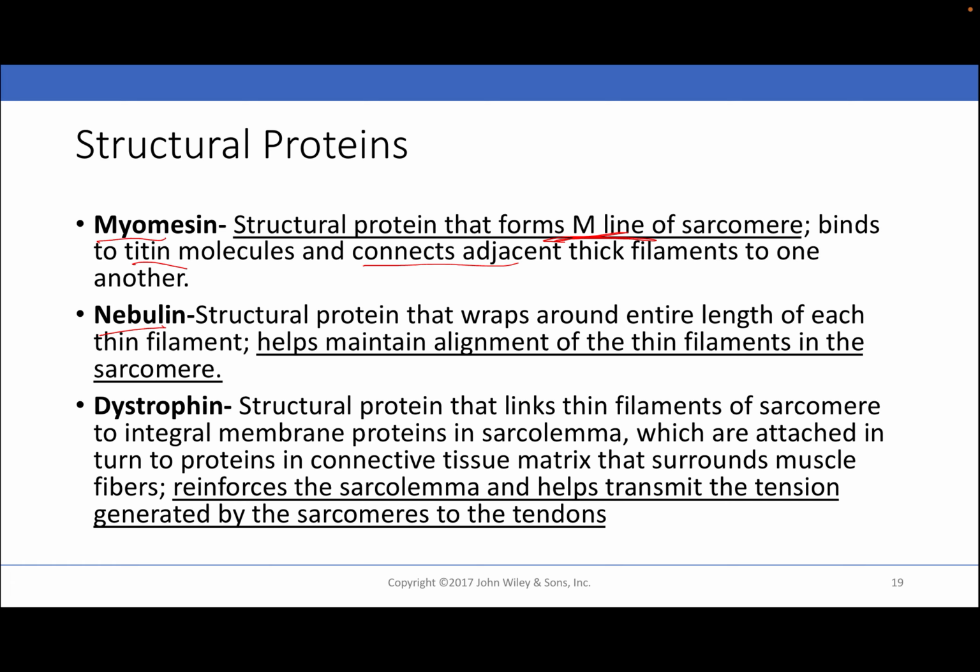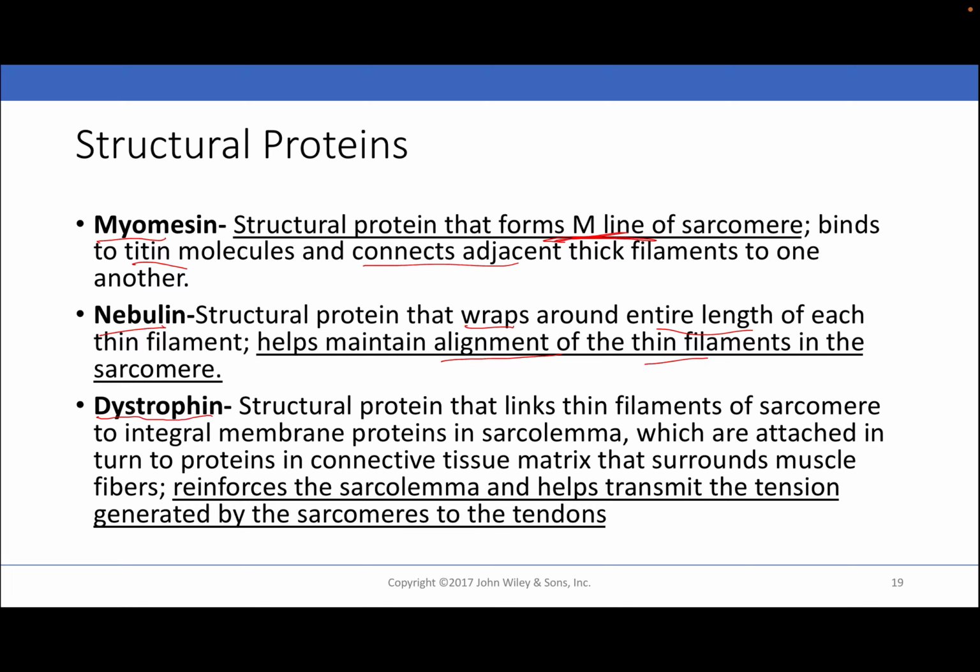Nebulin is another structural protein, of course, and this is going to wrap around the entire length of each of these thin filaments. And this is going to play a role in keeping the alignment of our thin filaments within the sarcomere, keeping them lined up properly. And then last but not least, we have dystrophin, all right?